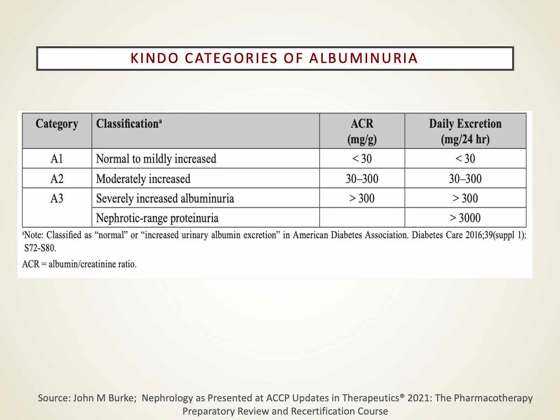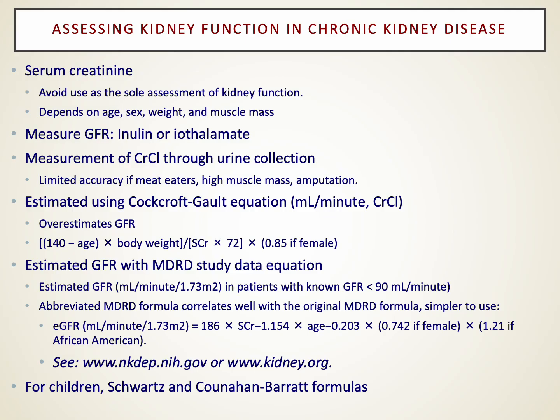The KDIGO categories for albuminuria are also listed here. They mimic what we just referred to. So when we assess kidney function, how do we do that?